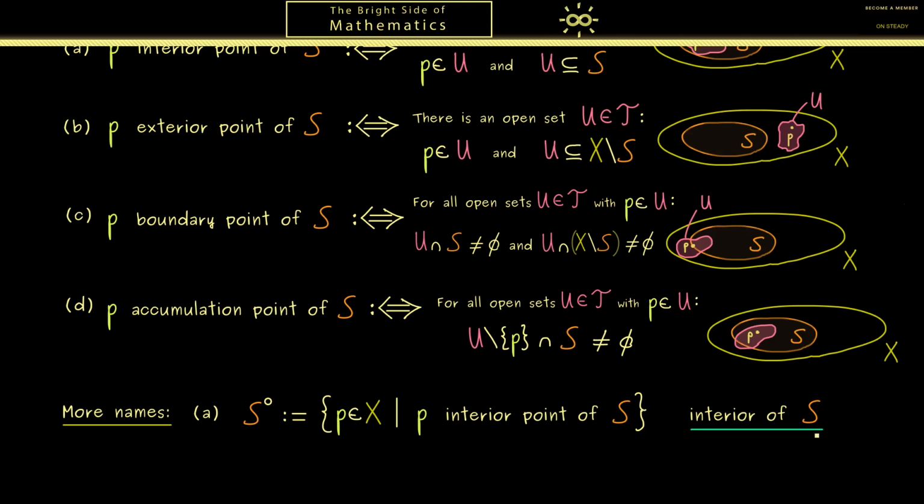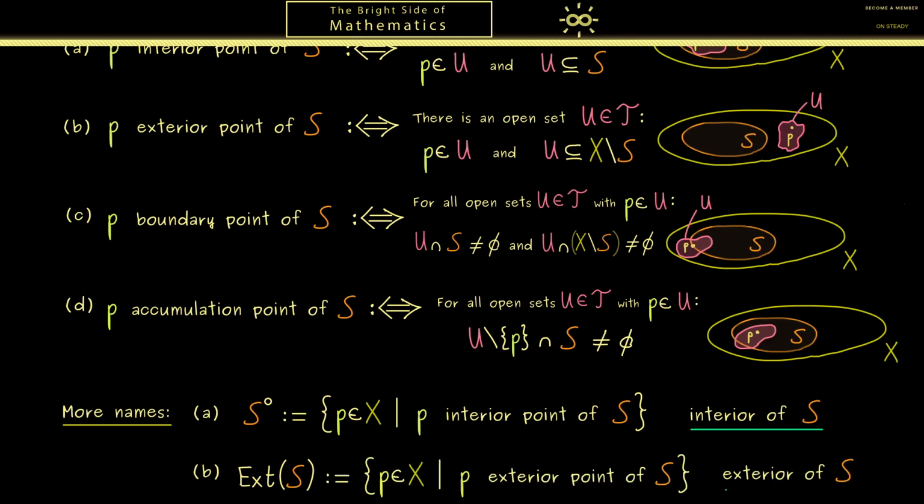And now it might not surprise you that we can do a similar thing for all the other points here. Hence, the next thing will be the exterior of S. However, there we don't have a special symbol, we just write ext of S. Then we collect all the exterior points of S and call this set the exterior of S.